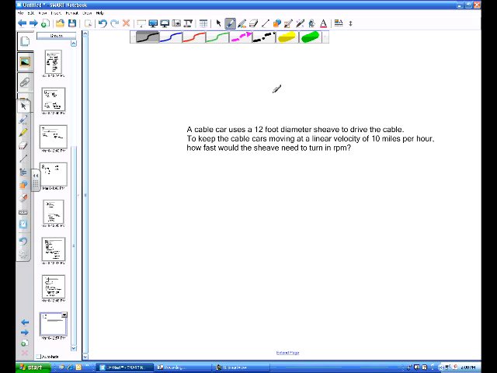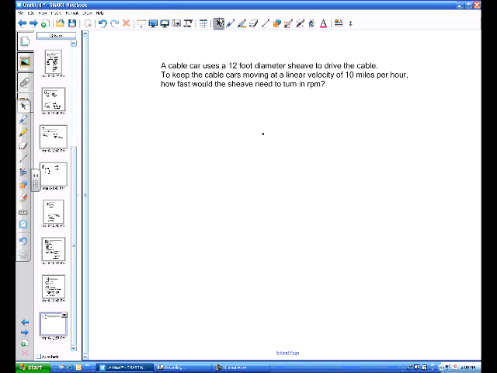Now let's look at this one, and what we have here, it's a similar problem, but it says a cable car uses a 12-foot diameter sheave to drive the cable. To keep the cable cars moving at a linear velocity of 10 miles per hour, how fast would the sheave need to turn in RPMs? So this one's going backwards. We're setting it up. We need to go a certain speed. So how many RPMs are we going to need to do? So what we have then is we've got our sheave, and it's 6 feet in diameter.